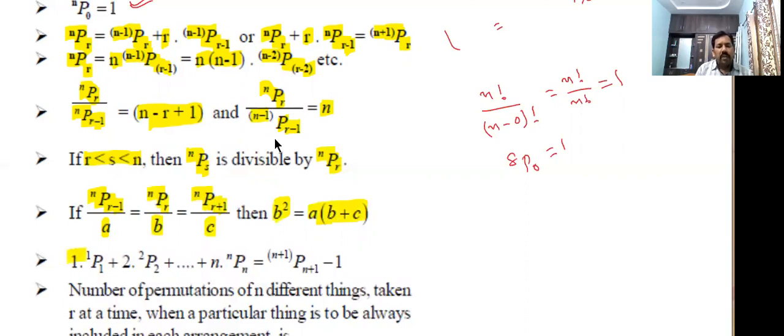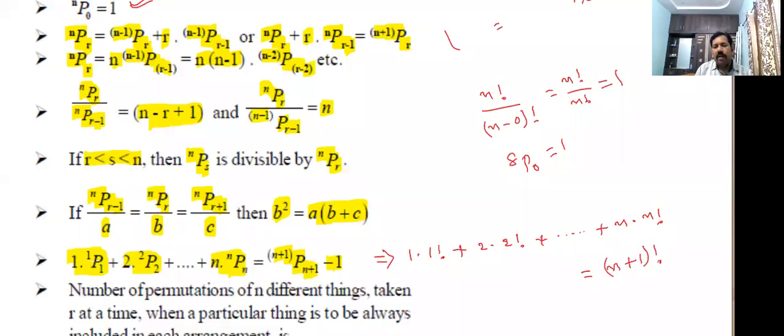Next, 1 into 1Pn, 2 into 2P2, and so on, n into nPn. So that meaning is 1 into 1P1 means 1 factorial, 2 into 2P2 means 2 factorial, and so on. n into nPn means n factorial. That is the meaning of that. What is the formula? n plus 1 Pn plus 1 minus 1. That is, we can write another way also. That formula is n plus 1 factorial minus 1.